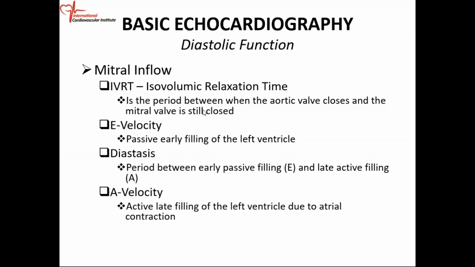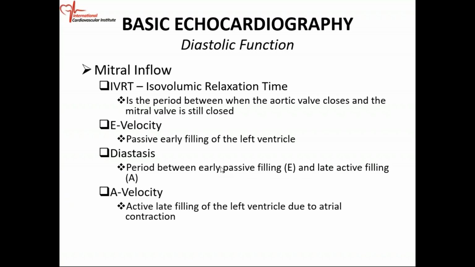Okay, then the mitral valve opens, and you have your E velocity, which is the passive early filling of the left ventricle. As we describe it, it's like a suction of blood from the left atrium into the left ventricle, the so-called E velocity. Then the diastasis, that's a period between early passive filling and late active filling. That's between E and A, where you have equalization of the pressures between the left ventricle and left atrium, and you have no flow.